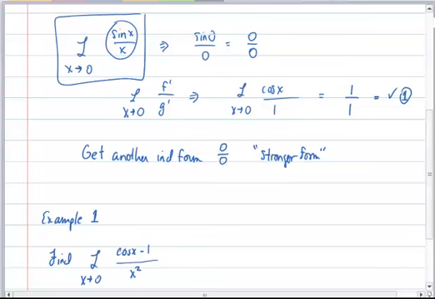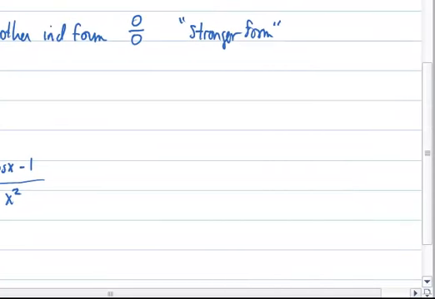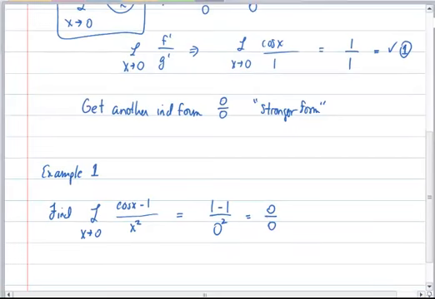Okay, so here we're back with an example, and we're going to just pretend that we are just going to try to evaluate this limit, and what we find out is when we plug 0 in, we get 1 minus 1 over 0 squared, which gives us indeterminate form. So we're going to go ahead and try our L'Hospital's rule. We're going to take the derivative of the top, which will be negative sine of x over 2x. We reapply the limit, and we get negative 0 over 0 again, which is indeterminate.